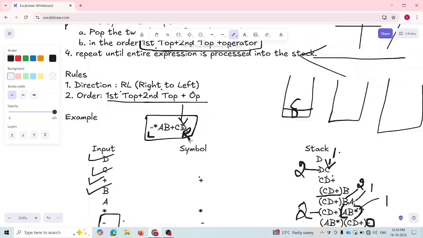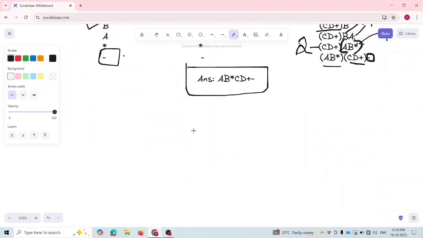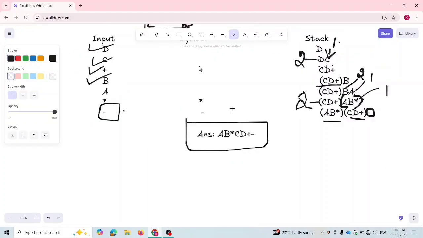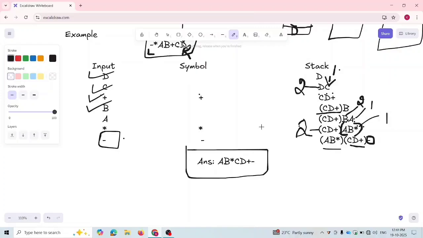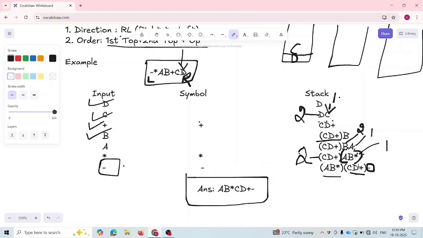This is the postfix expression. We had the prefix expression as star AB plus CD and we have converted it into a postfix expression. Using this method, you can convert any prefix expression into postfix quickly and accurately. That's all for the topic.